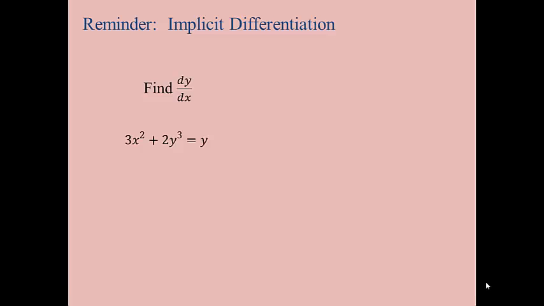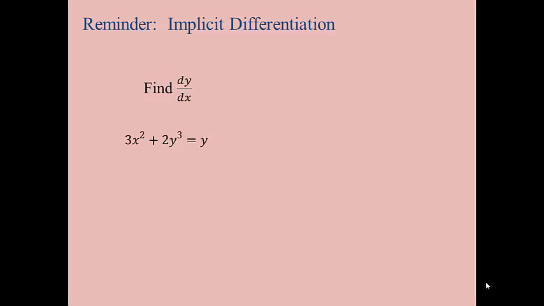So before we get going, we'll do an example with implicit differentiation to remind you of this topic, as it will play a central role in applying related rates. The example here is we want to find the derivative of y with respect to x of the expression 3x squared plus 2y cubed equals y.